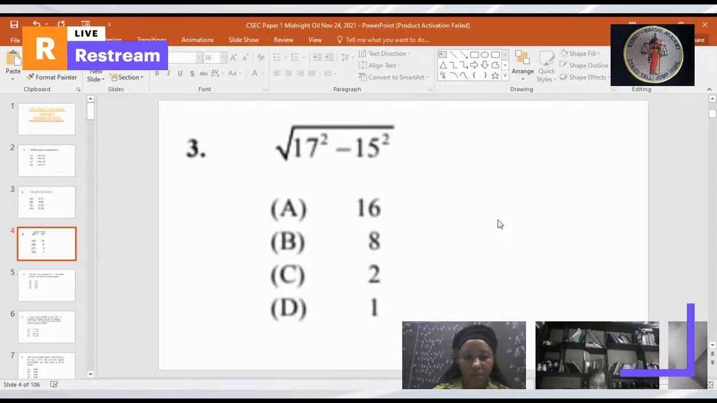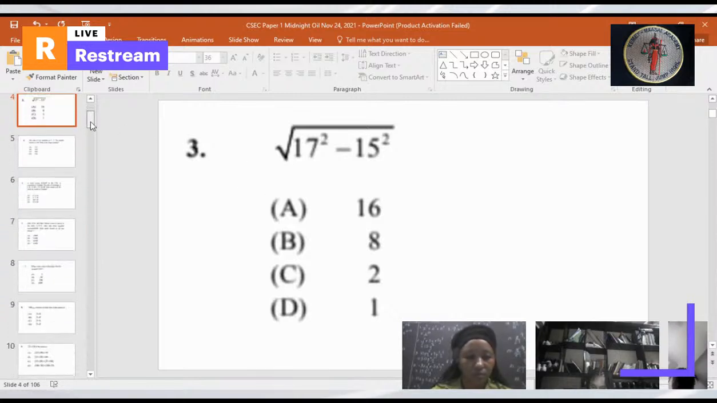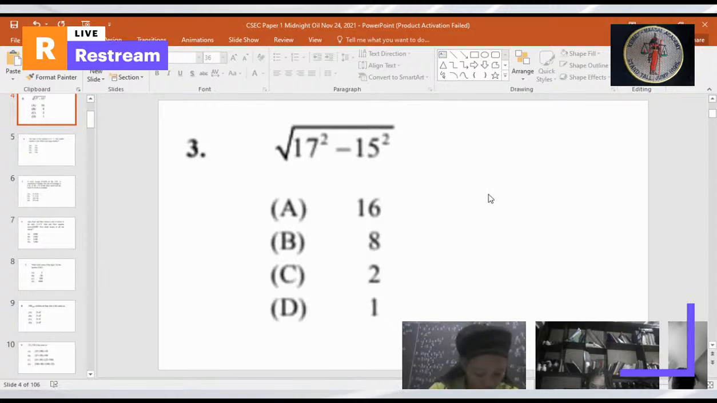Drayshawn number 3. Number 3, the square root of 17 squared minus 15 squared. 17 squared, the 17 times itself is 289, and 15 squared is 225. So 289 minus 225, you get 64, and the square root of 64 is 8. This answer would be 8.